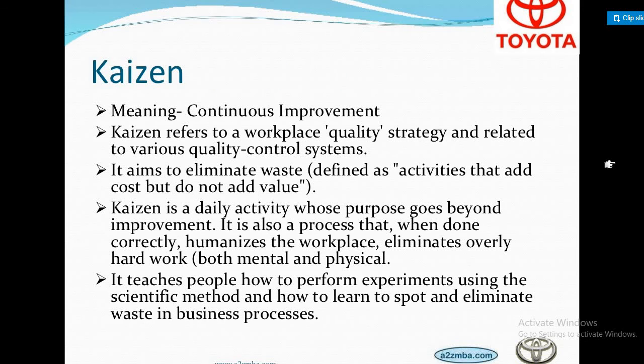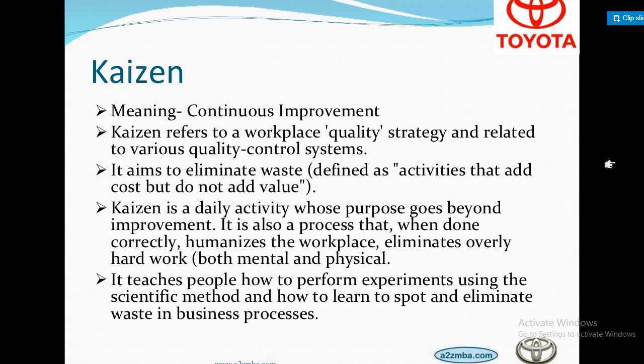So going further, what is meant by Kaizen? As we have studied, Kaizen means continuous improvement. Kaizen is referred to as a workplace quality strategy and is related to various quality control systems. It aims to eliminate waste, defined as activities that add cost but do not add value.